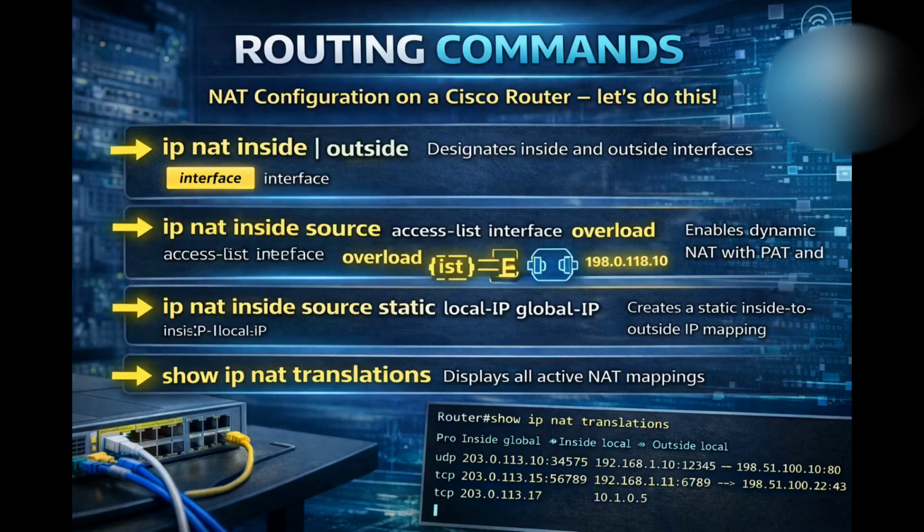Now, ip nat inside source static, followed by the local IP and global IP. This creates a permanent one-to-one mapping between a private address and a public address.